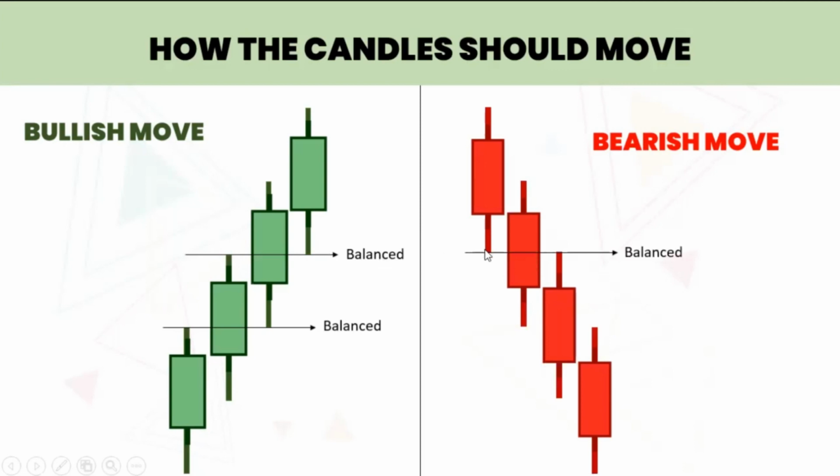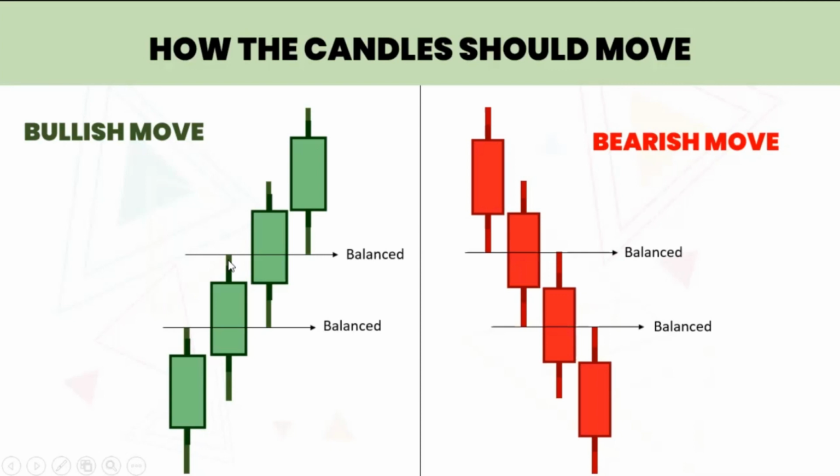The low of this one, we have to touch the high of this third candle. So this is how the market should move. It should touch each other as it is going up or going down. It should be touching each other. You understand me? So that is how it should move. The low of this one should touch the high of this one.